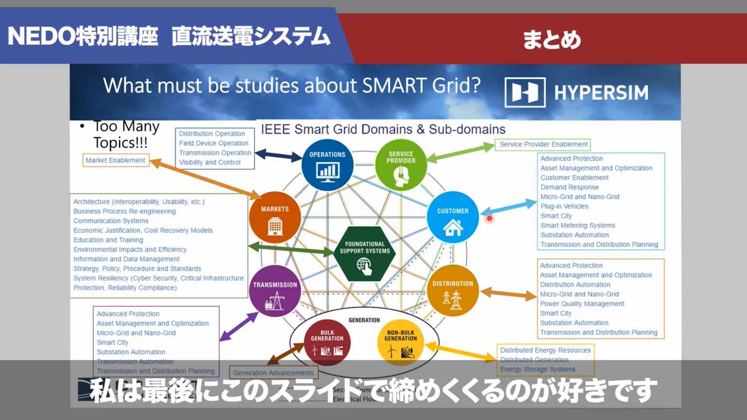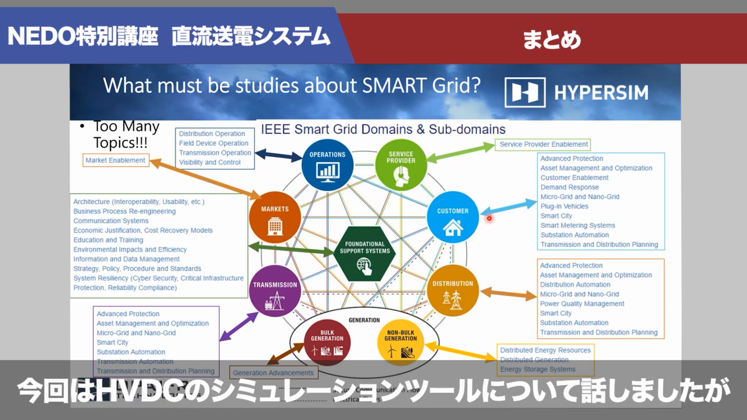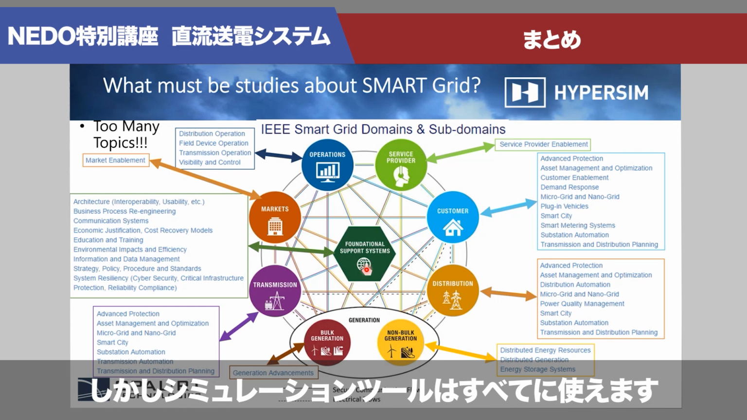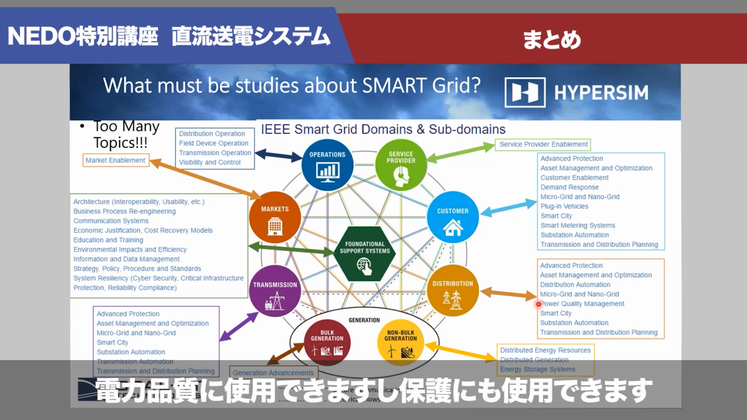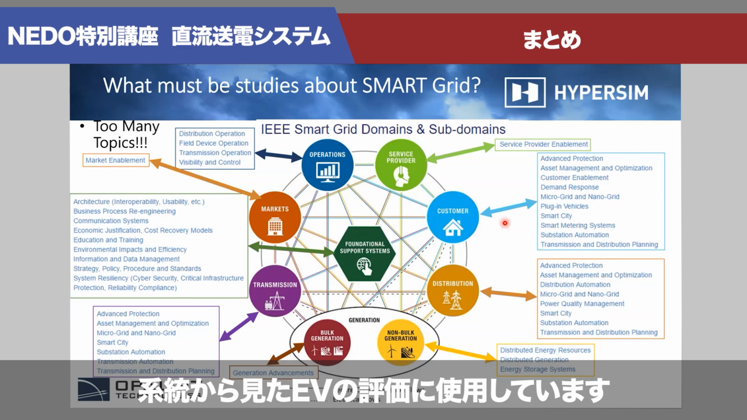I always like to finish with this slide, which is the IEEE smart grid domains and subdomains. This is only to show you that simulation tools, today I talked about HVDC, but simulation tools can be used for everything. You can use them for power quality, you can use them for protection, obviously. A lot of customers are now using this for EV, either for the EV itself, like car makers, or for the EV seen from the grid.